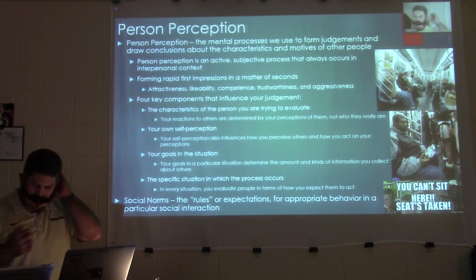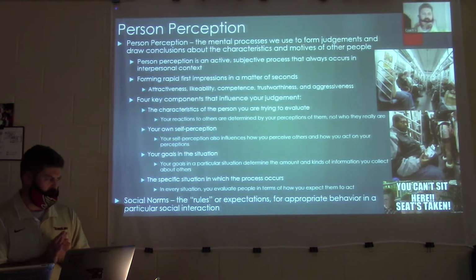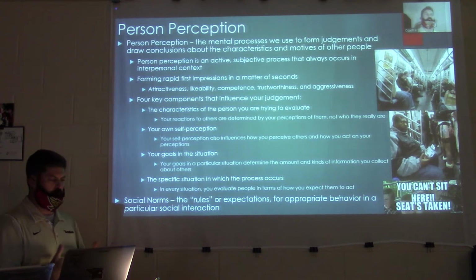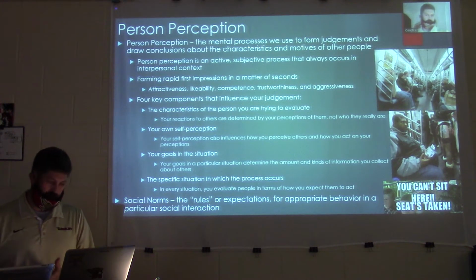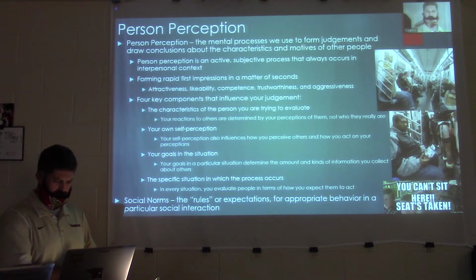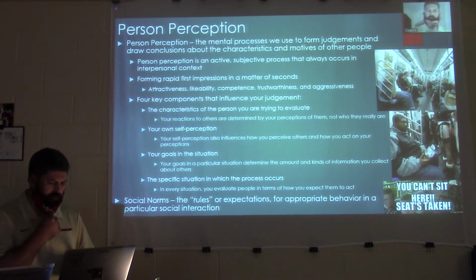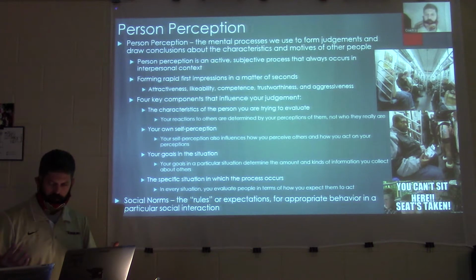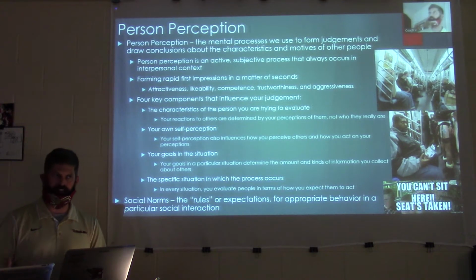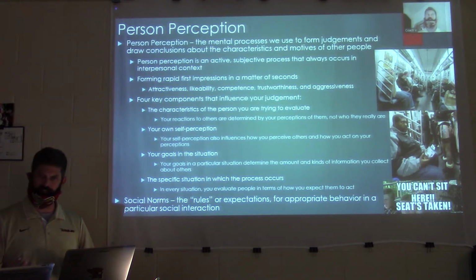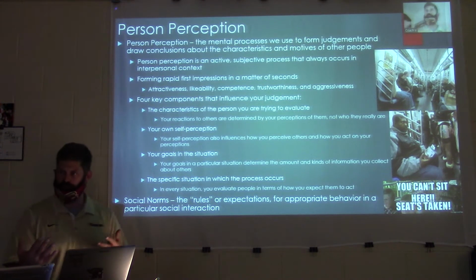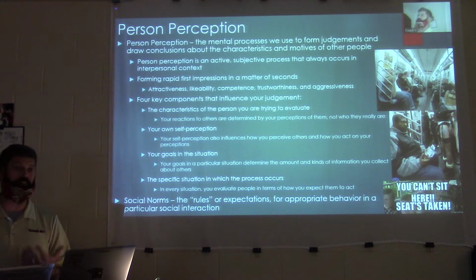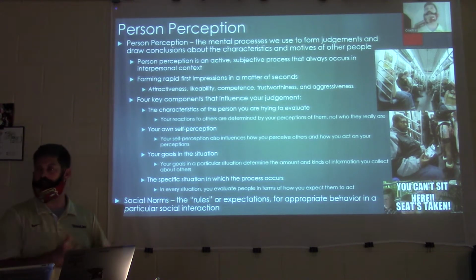Person perception, this is kind of like how you perceive people and how other people perceive you. This is what this gets into. So this is the mental processes we use to form judgments and draw conclusions about the characteristics and motives of other people. Now, a lot of people say don't judge a book by its cover, but evolutionarily speaking, it is a crazy survival technique, right? To judge something as fast as you possibly can to make sure that it's not threatening and that you continue to live your life how you want to.